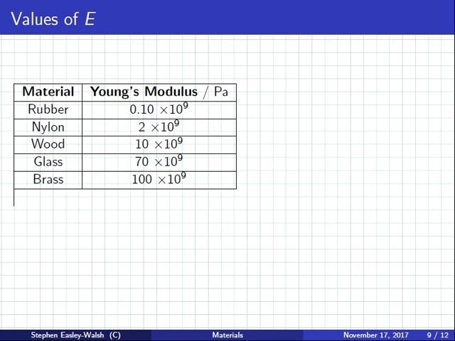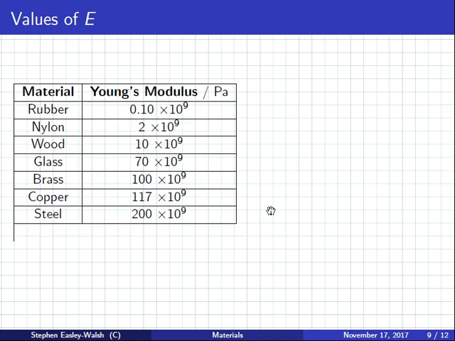Next, copper, which you know. Yep. Next one, steel, which you know. Yep.